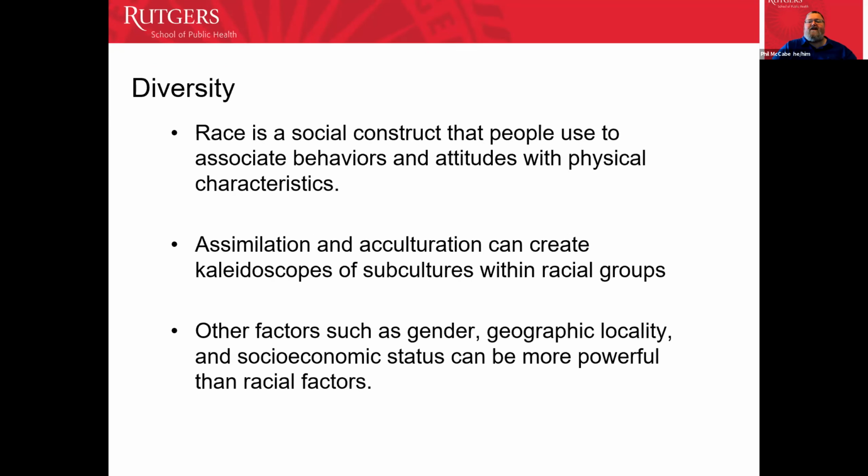Now, this next statement is sometimes challenging for some: race is socially constructed, that people use to associate behaviors and attitudes with physical characteristics. Just let that sink in for a minute. Race is socially constructed, okay? The color of our skin when we are born, our ethnicity, our origin, that's part of our culture. How other people perceive us is what society constructs. So it becomes socially constructed.